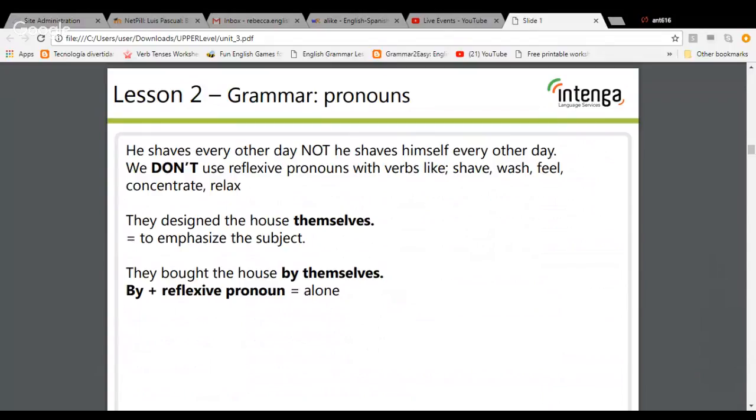I'm trying to think if there's any kind of case. She is relaxing herself. No. She's concentrating herself on. No. And then we shave, wash, and feel. She's washing herself. I suppose you could with wash. It's not common. She's washing herself. She's taking a shower is probably the best way to say that, or having a bath.